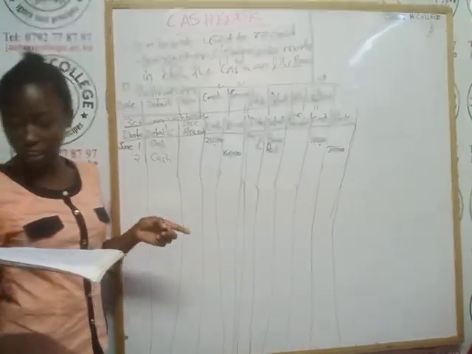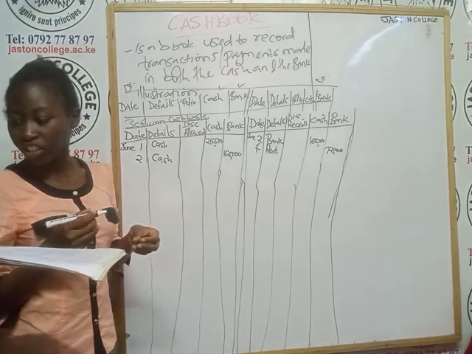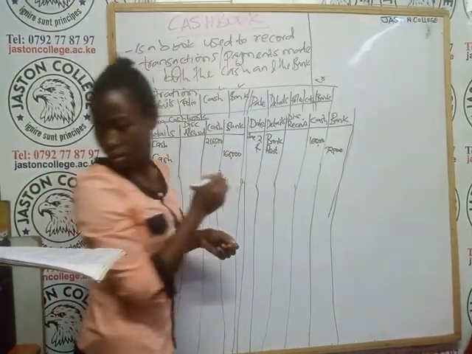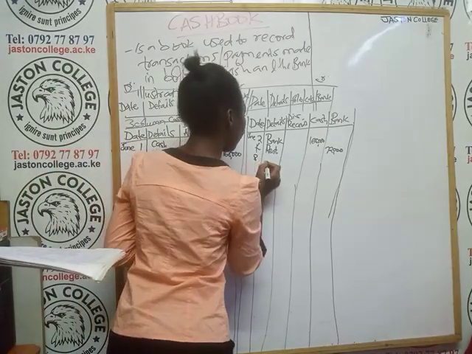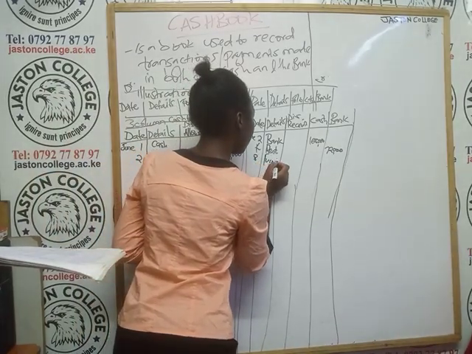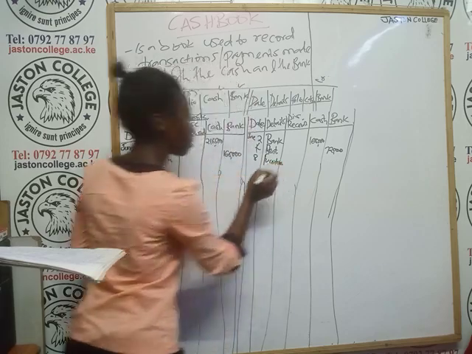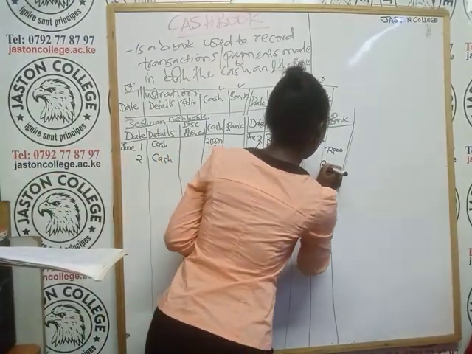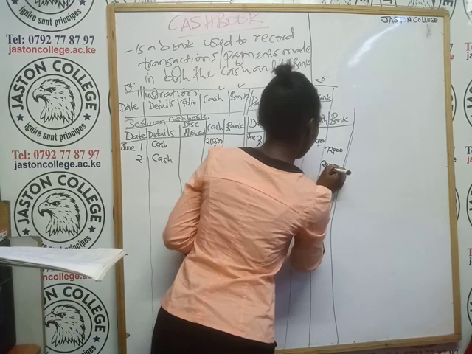The other date, date 8, he bought furniture by check, 24,000. So furniture, date 8, reduced the bank with 24,000.